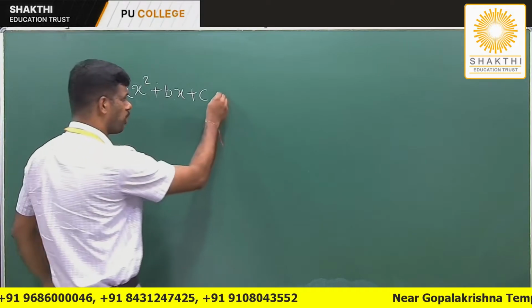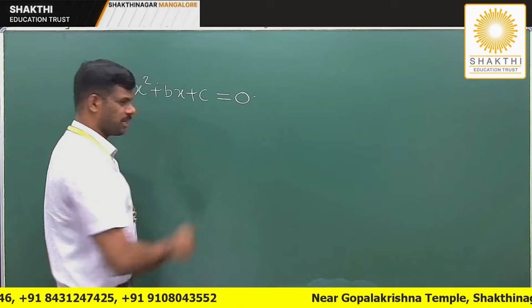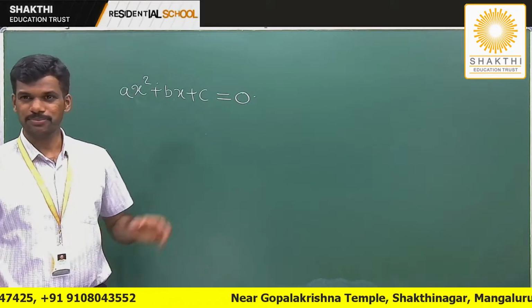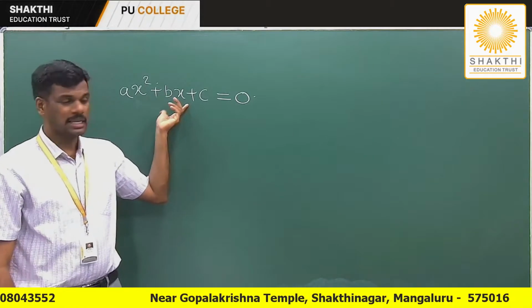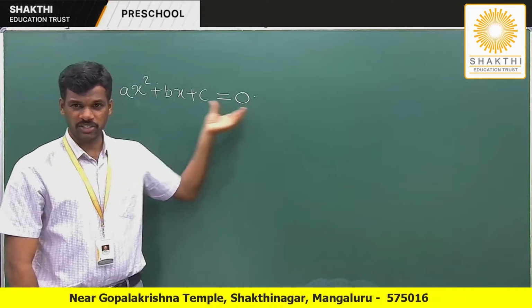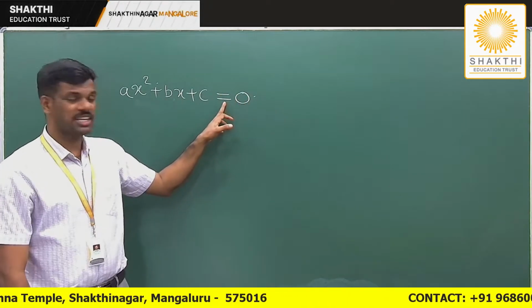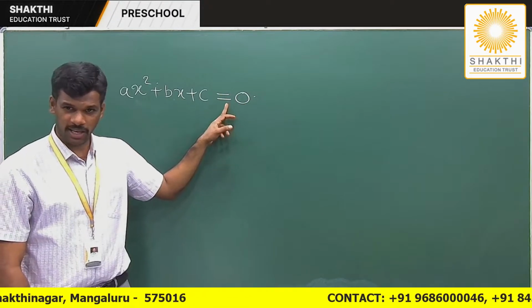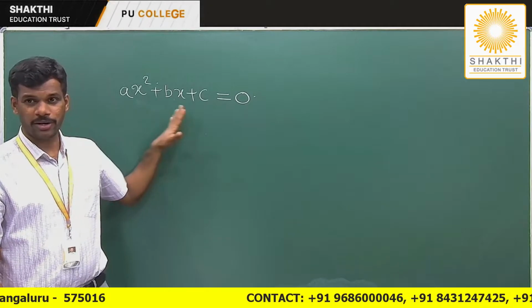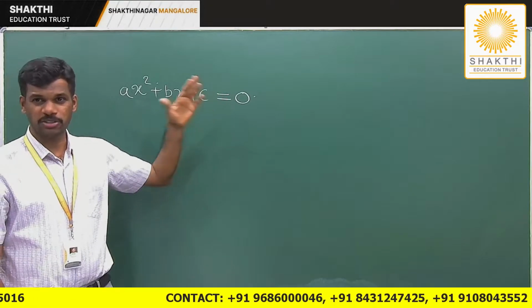Now say this polynomial becomes equal to something, say 0. Quadratic polynomial is equal to 0. This polynomial turns into an equation because there is an equality sign. This is called a quadratic equation. Hope this is very clear.